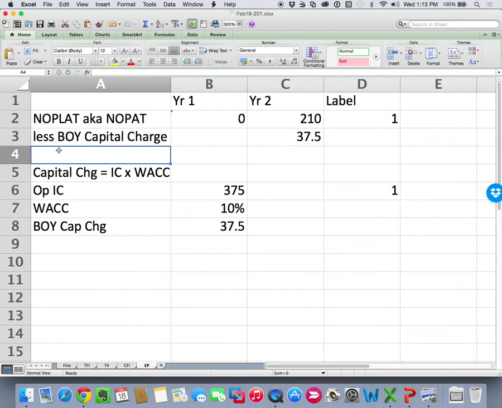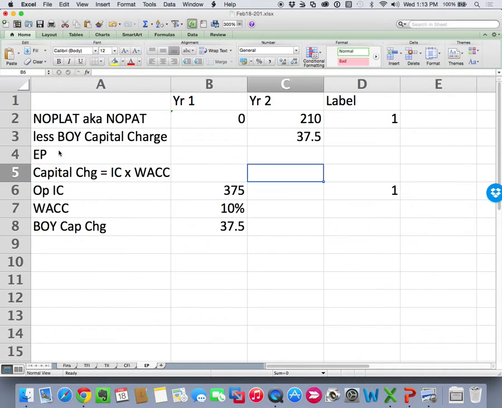So my economic profit equals my NOPLAT minus my capital charge, 172.5. I made 210. I was expected to make 37.5. I did 172.5 better than was expected. I created value during this period of time. Theoretically, my share price should go up. Questions?